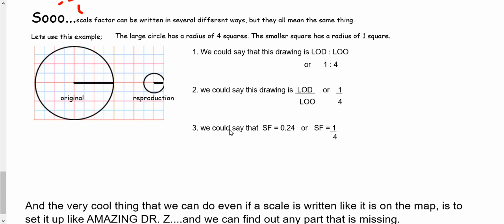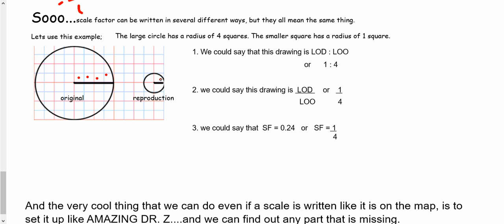Scale factor can be written in several different ways, but they all mean the same thing. Let's use this example. Here's a circle with 1, 2, 3, 4, and this one has only 1. It almost looks like a Pac-Man. The large circle has a radius of 4 squares. The smaller circle has a radius of 1 square.